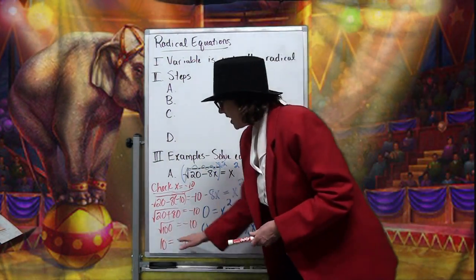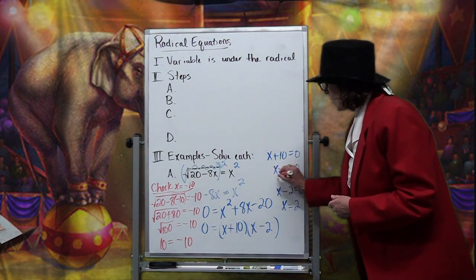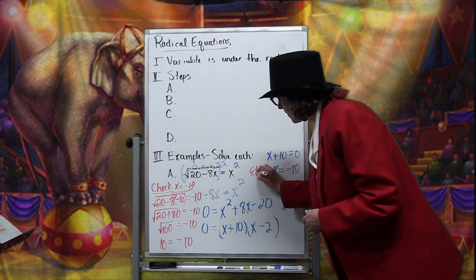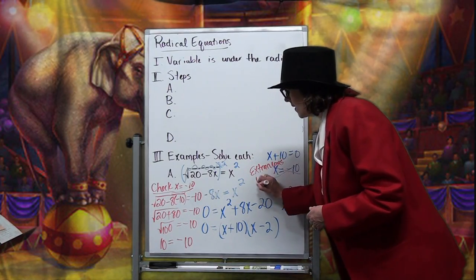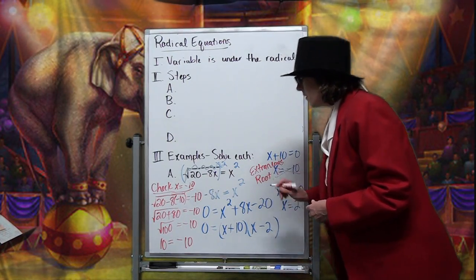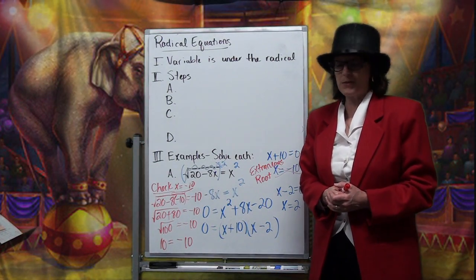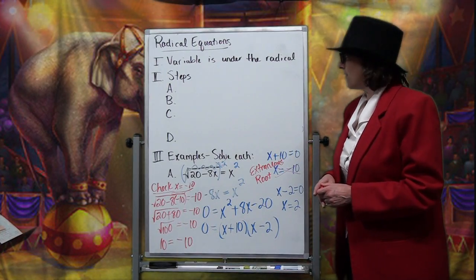So this says 10 equals negative 10, which is definitely not true. So this x equals negative 10 is what we call an extraneous solution, also called an extraneous root. In other words, it should work because my math was done correctly, but when I plug it back in, it causes problems. Now let's check our x equals 2. Let's plug that in and see if it works.